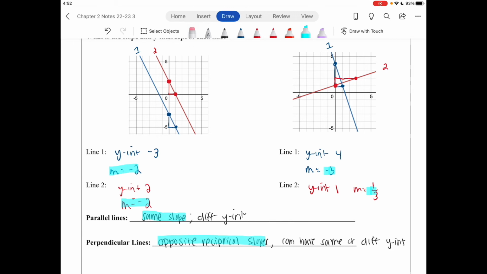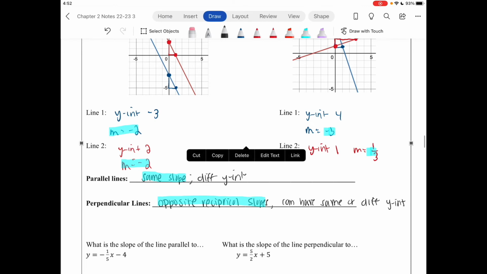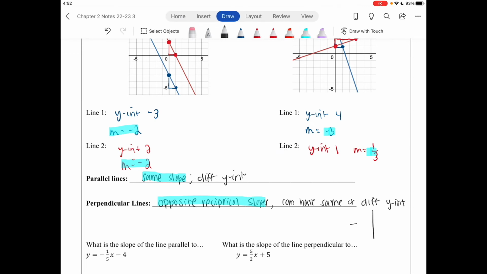However, it is possible to have perpendicular lines that have the same y-intercept. If we do a quick little sketch, this could be what it potentially could look like. Maybe we have this line like that, this one here, and the point where they cross is on the y-axis, so then they would have the same y-intercept as well, while still having opposite reciprocal slopes. So with perpendicular lines, the slopes always have to be opposite and reciprocal, but the y-intercept could be the same or it could be different.